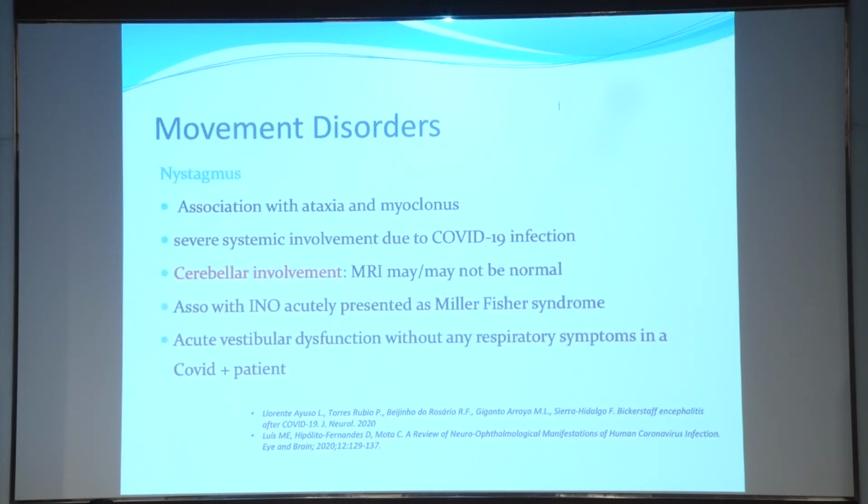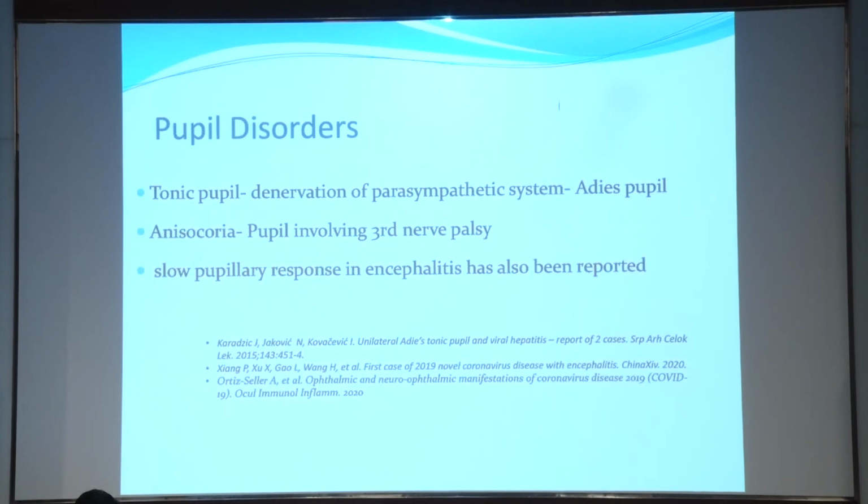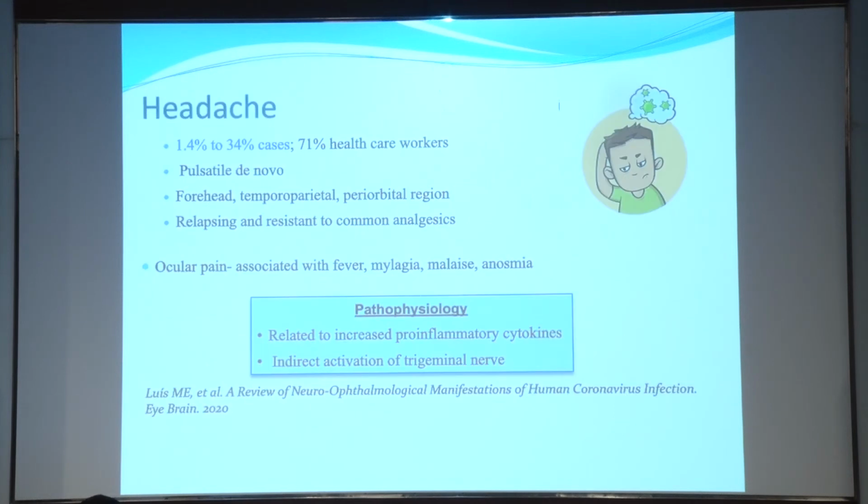Again, nystagmus may be seen because of cerebellar involvement in association with ataxia and myoclonus. It can also be seen in association with INO and vestibular dysfunction. Pupillary disorders: Adie's pupil has been reported. Anisocoria has been reported due to the presence of third nerve palsy. And in encephalitis also, pupillary disorders and a slow-responding pupil have been reported.